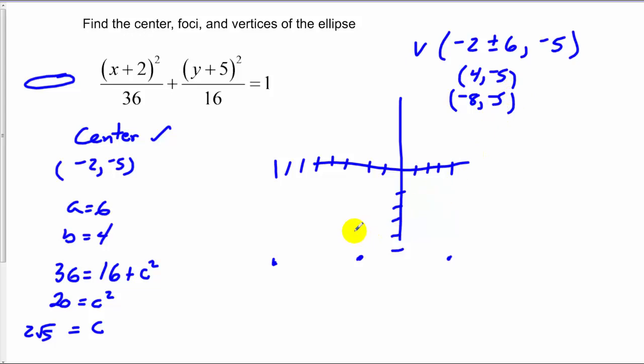The foci, fairly similar, except I can't really count 2 root 5, but I'm going to move on the same axis as the major axis, somewhere in between those 2 points. Let's call that 2 root 5 and 2 root 5 here. So for the foci, I'm going to start at -2 and move left and right 2 root 5, and go down 5, and that gives you the foci.